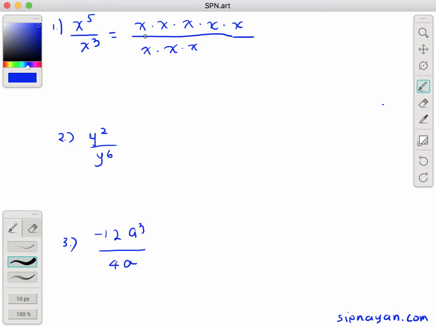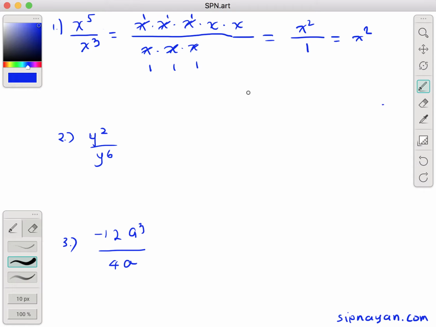Okay, so here we have x divided by x is 1. This is 1, this is 1, this is 1, and this is 1. So, kung mapapansin nyo, meron tayong dalawa dito, di ba? So, x times x is x squared. Well, multiplying x squared by 3 ones doesn't change the value. So, here we have 1 times 1 times 1, we have 1. So, meaning x squared over 1 is x squared.